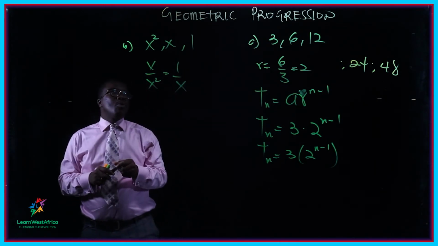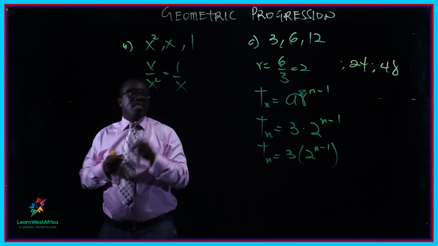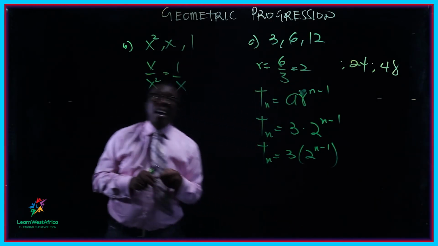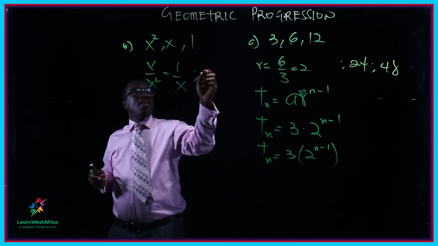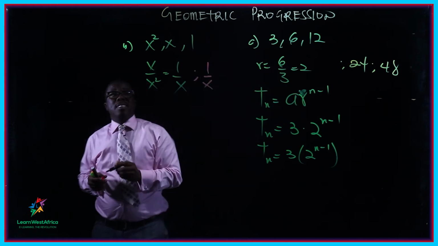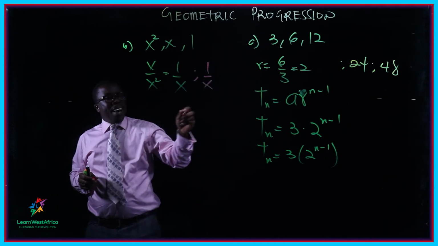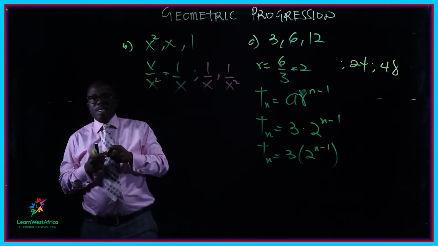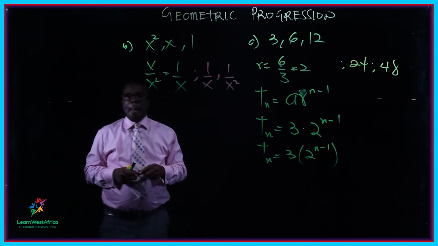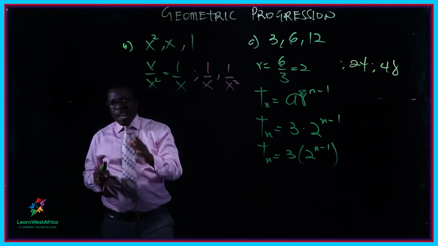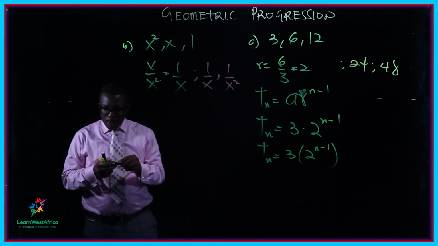So our next two terms will be 1 times 1 over x, which gives you 1 over x. Then times another 1 over x will give you 1 over x squared. So these are the two terms. Similarly to the first part, we are asked to find the nth term of the GP.